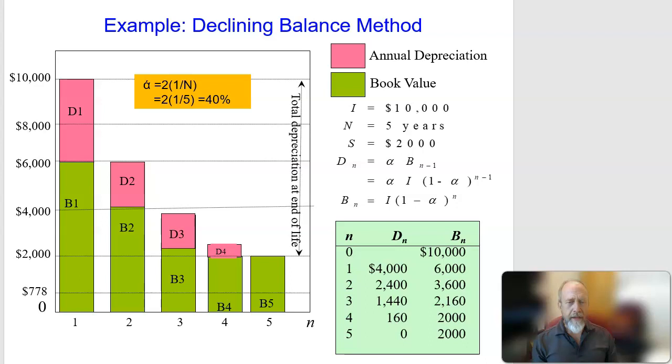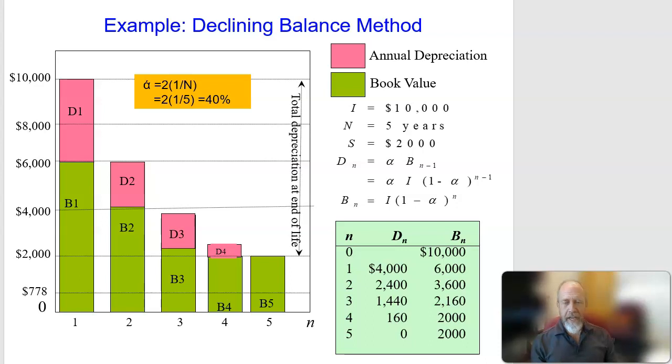Next year, same thing. You're going to take 40% of the book value, and that's your depreciation. Subtract that piece, and so on and so forth. But if you notice here, in year 3, the book value is $2,160. Well, here's a problem. You cannot depreciate the value of an item below its salvage value. Once you hit that salvage value, you're done. So in year 3, when the book value is $2,160, if you take 40% of 2,160, you get more than 160.